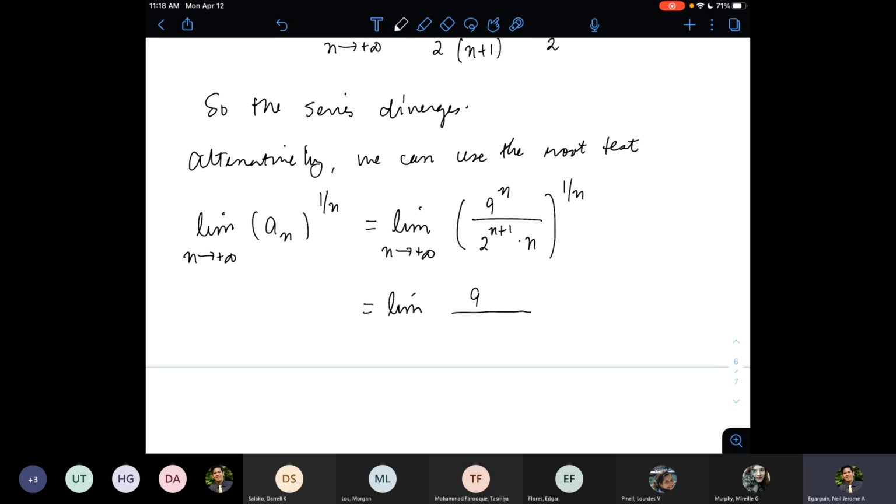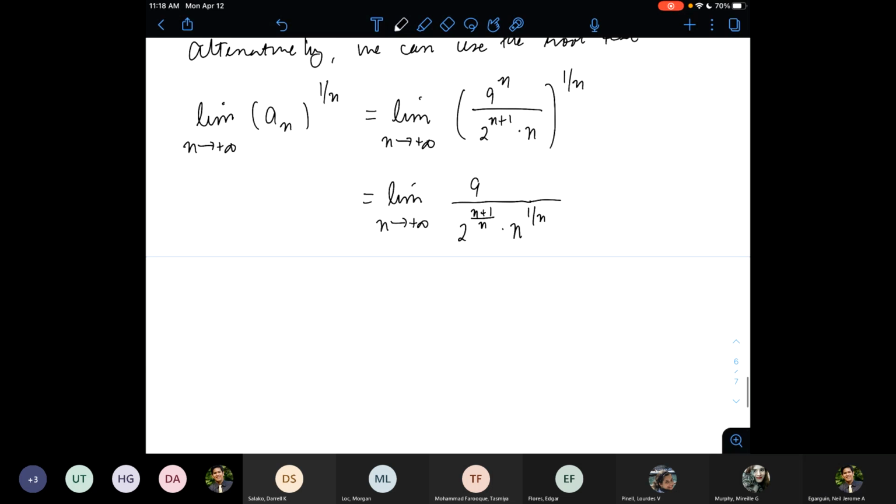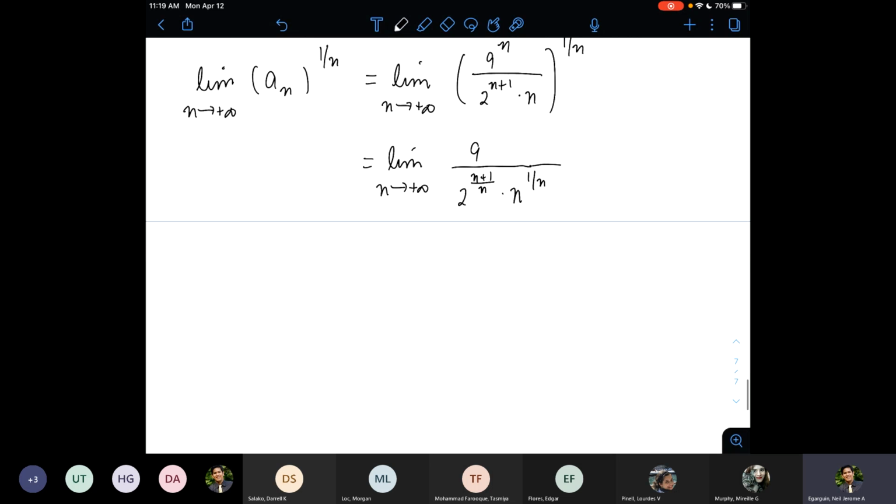And then in the denominator, I'll have 2 to the n plus 1 all over n times n to the 1 over n. And we take the limit as n approaches infinity. All right. And then now let's do this. I can write this as the limit of 9 over 2 to the 1 plus 1 over n times n to the 1 over n as n approaches infinity. And let's see what happens here.